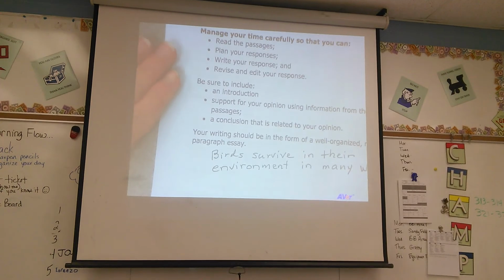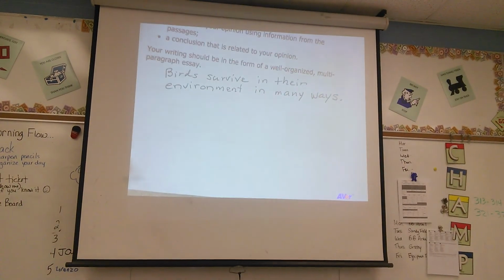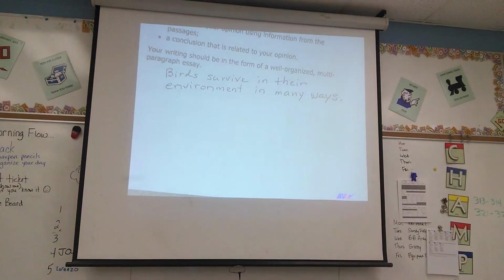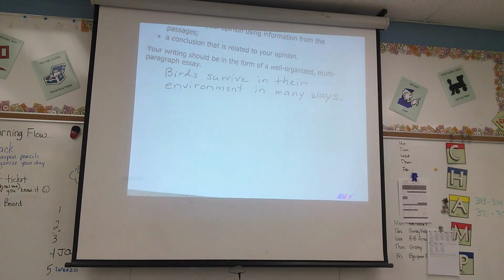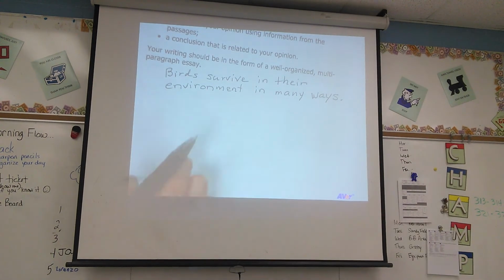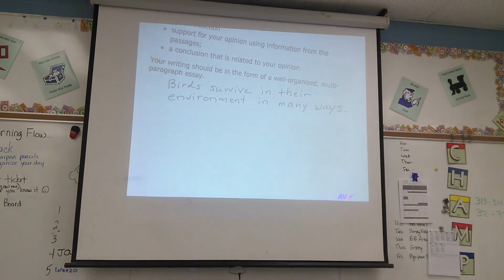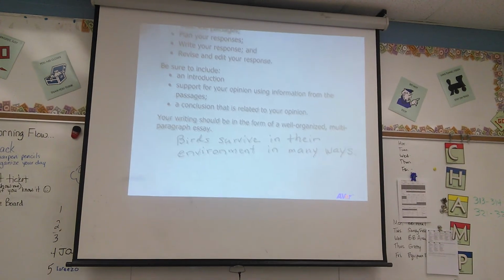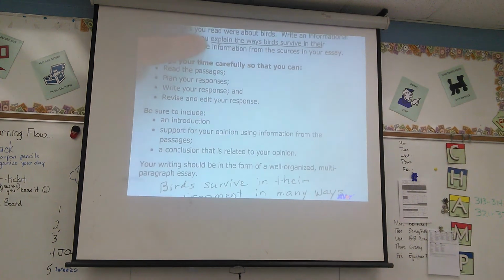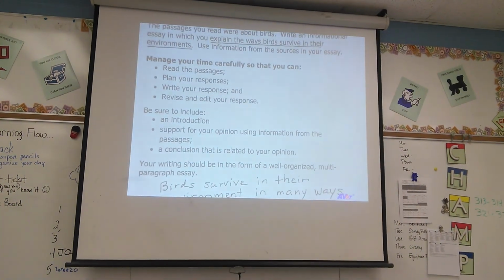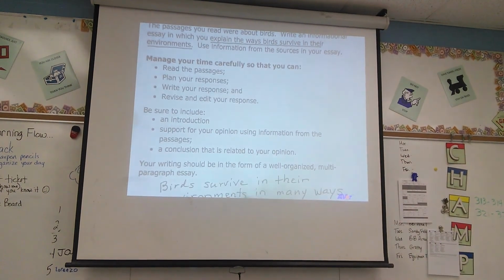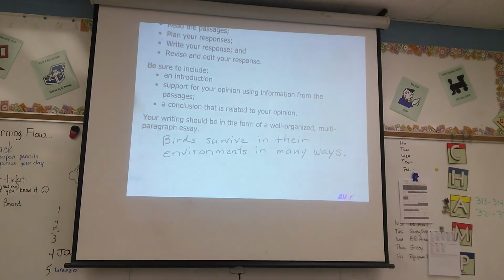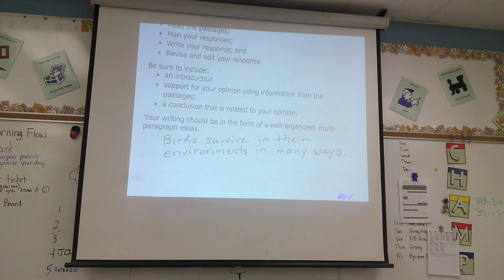Okay, that is a sentence. Birds, that's our subject. Survive in their environment, that's our predicate. Now, the many ways comes in because the writing prompt says, explain the ways. Go back up here. Explain the ways birds survive in their environments. And we can even just, let's put the S on the environments. Birds survive in their environments in many ways.